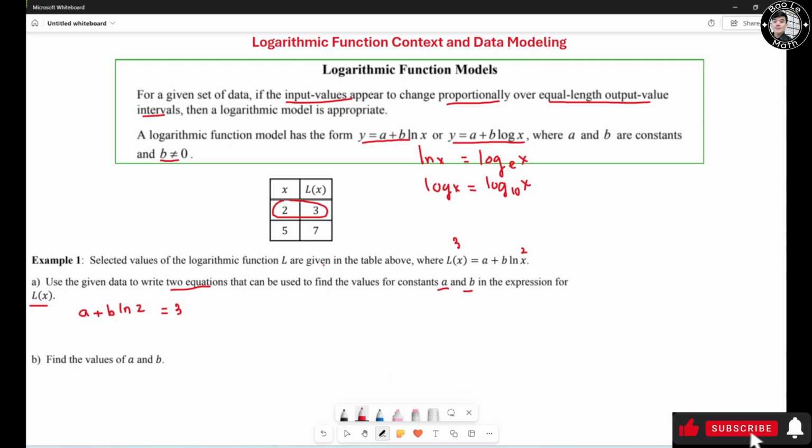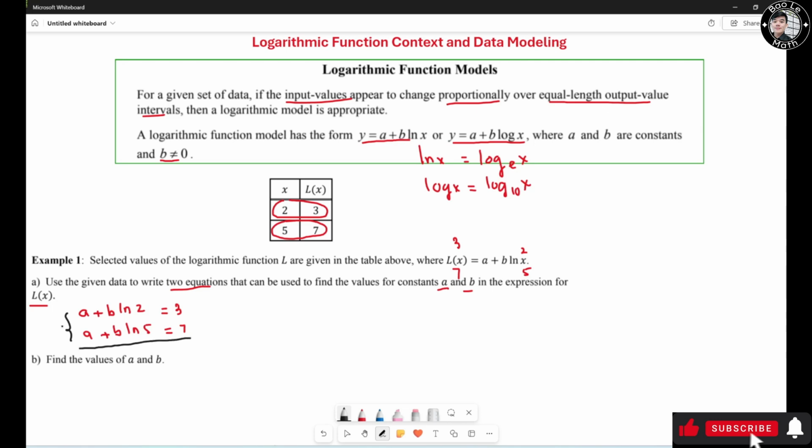Now the second equation, s equals 5 and L of s equals 7, right? So this guy is 7 and this guy is 5, right? So you have a plus b natural log of 5 equals 7, right? Now find the value of a and b. Alright, so basically you just solve a system of these two equations, right? So basically you just do the elimination method, right?